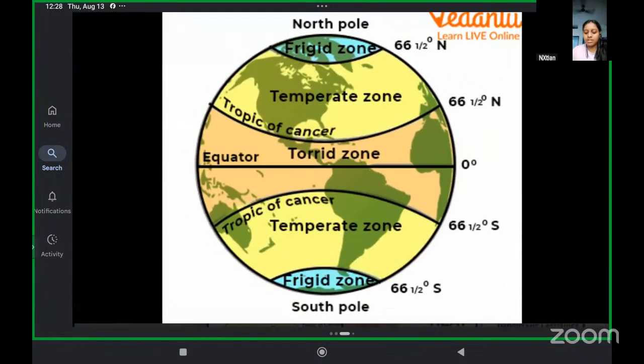This is the division of Earth. The frigid zone is your North Pole and South Pole, the coldest region of the Earth. Then you have temperate zones, a little bit below the frigid zones, and then the torrid zone, which is the centermost part. The Equator is the center, 0 degree at the center, and the sun is here.